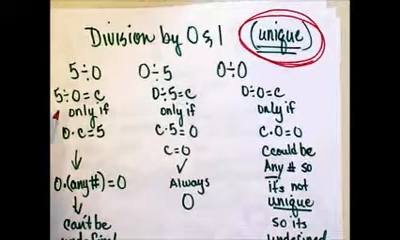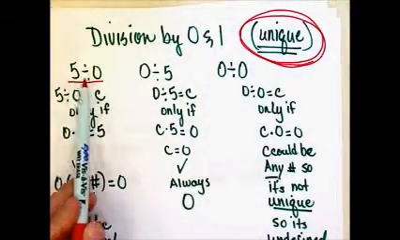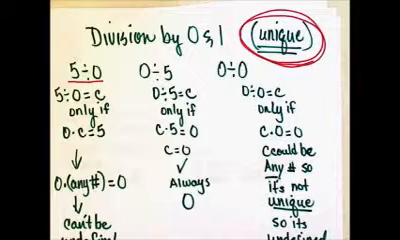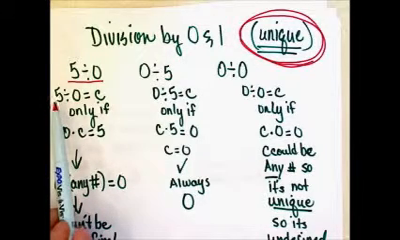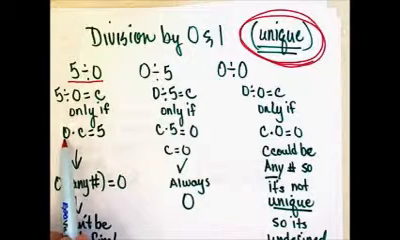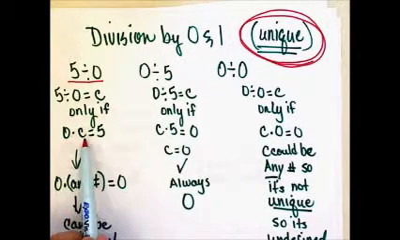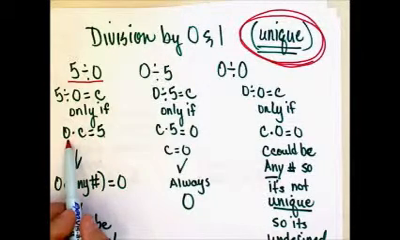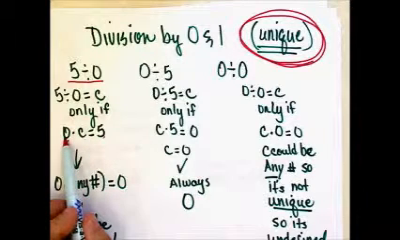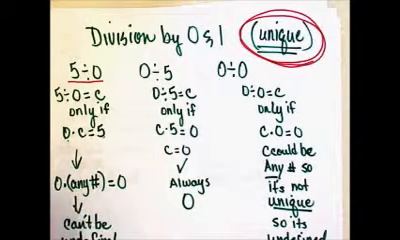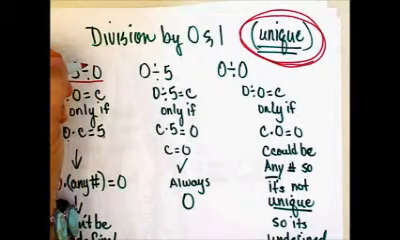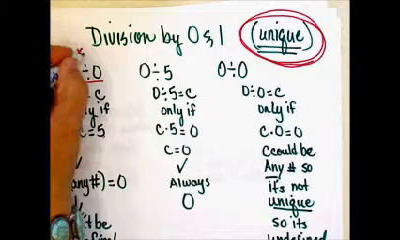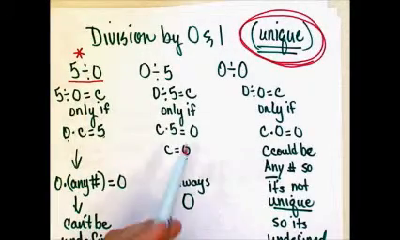Okay? So the first thing we're going to do is look at taking 5 and dividing it by 0. Well, if it is unique, then I can do my related multiplication fact, which says that 0 times some number equals 5. And there's no way to ever get 5 if we multiply by 0, because 0 times anything is 0. So I can't do this, so it can't be. So this is the one that's undefined. Okay? This one is the key. It's undefined.